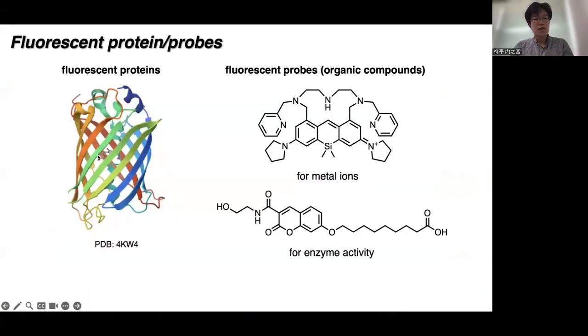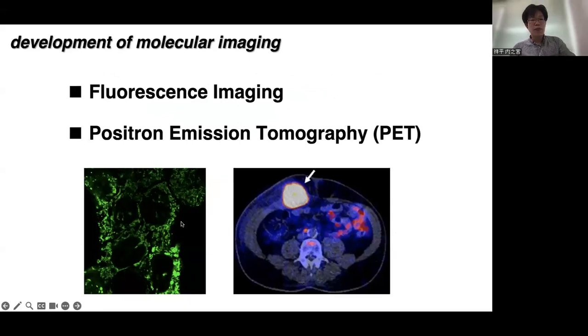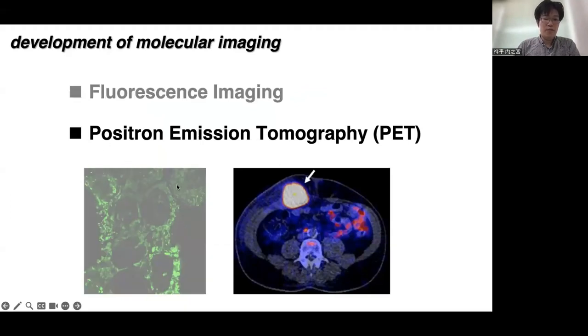Okay, so for this fluorescence technique, there are various fluorescence imaging methods, and I will talk about them in the second day, next week. Briefly, there are fluorescent proteins, and also fluorescent probes, which are probes based on organic compounds, that have been developed. I will talk about that next week. I also want to talk about positron emission tomography next time. This is a very important technology for clinical use.